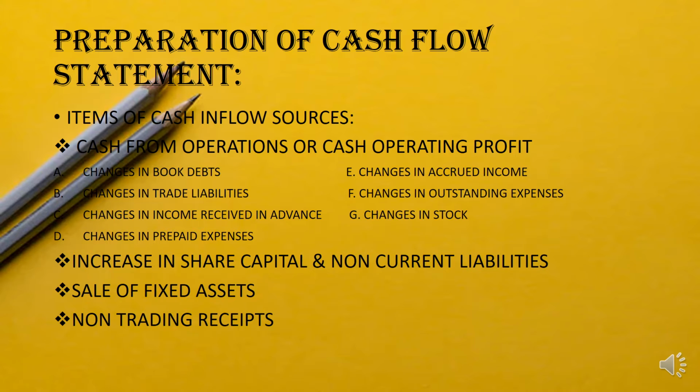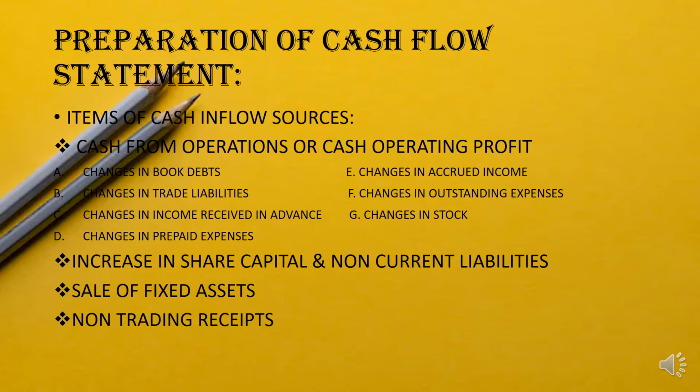For considering inflow and outflow of cash from operations, the following changes in current assets and current liabilities are to be considered. So the first one is changes in book debts. It can be expressed like cash from operations is equal to net operating profit plus decrease in debtors and bills receivable, or minus increase in debtors and bills receivable.